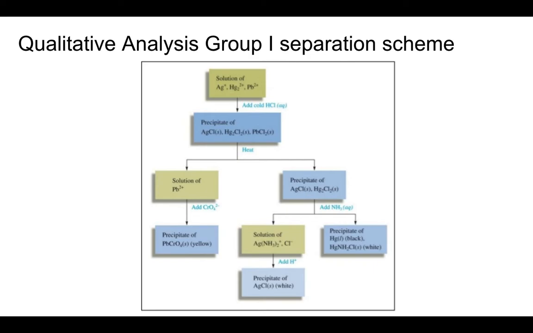The qualitative analysis group 1 separation scheme might then look something like this. You start with a solution that contains silver ion, mercury 1, and lead 2. You add some cold HCl, and that's going to precipitate the silver chloride, the mercury 1 chloride, and the lead 2 chloride. But now you've got this mixture of precipitates. What are you going to do?